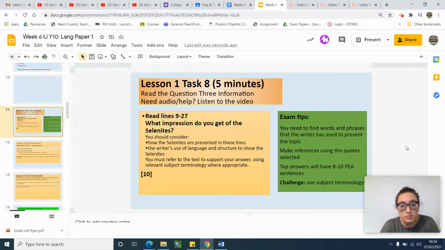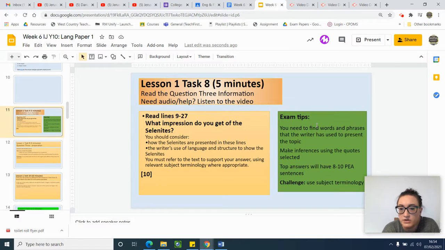And remember, these are not full paragraphs. These are quick, much more straightforward analysis. So the question is, what impression do you get of the Selenites? You should consider how the Selenites are presented in these lines, the writer's use of language and structure to show the Selenites. You must refer to the text to support your answer using relevant subject terminology.